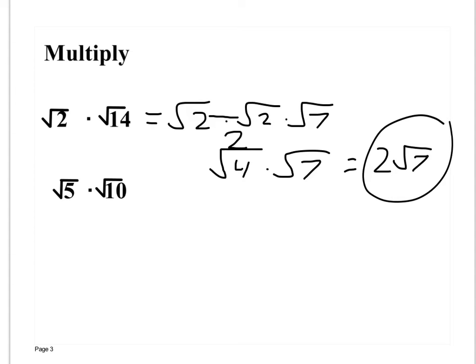So I broke this up into 7 and 2. I multiplied those, which gave me 2. And I can't do anything to square root of 7. Does that make sense? Okay. Let's do another one.